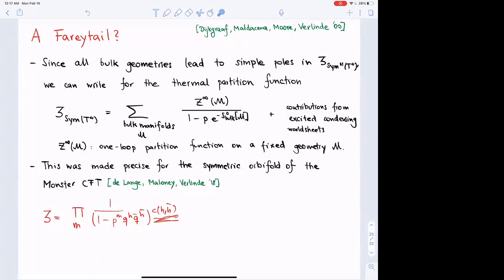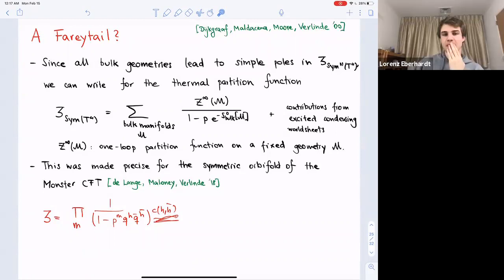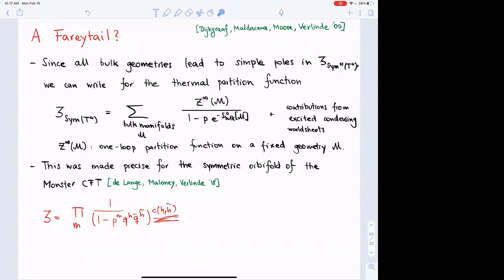Thanks. So Lorenz, one question. This fairy tale that one usually talks about in the context of the elliptic genus, there the thing on the left hand side is actually the elliptic genus in the canonical ensemble, right? Not the grand canonical one. So qualitatively that is a bit different, or can be thought of in this way.